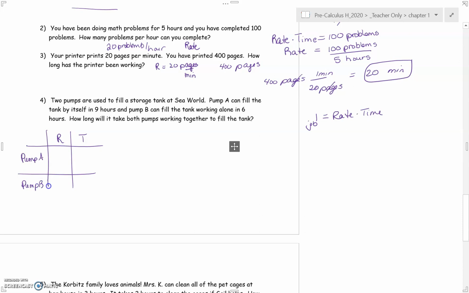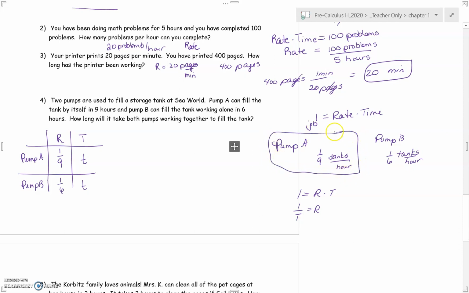So go ahead and see if you can figure out what we would put in the table for the rate and the time for pumps A and B. Pause the video and fill in the table. Okay, so Pump A, notice it does 1/9 of the tank per hour. Since it takes 9 hours to fill the tank, it fills 1/9 of the tank in 1 hour. Pump B, 1/6 of the tank is filled in an hour. Another way to think about it is if 1 equals R times T, R equals 1 over T. So again, the rate is 1/9 tanks per hour for Pump A and 1/6 tanks per hour for Pump B.